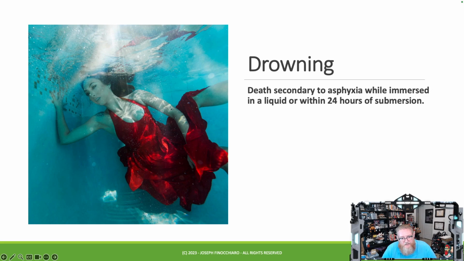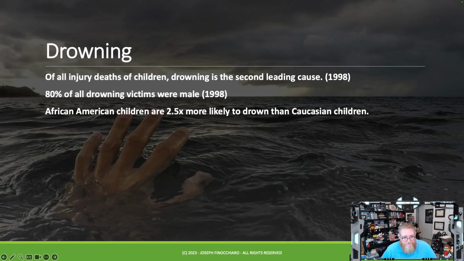Drowning. Death secondary to asphyxia while immersed in a liquid or within 24 hours of submersion. So even if you have an incident in the water, you are brought out of the water, you are hospitalized, and you still die as a result of that incident, it is still going to be considered a drowning.